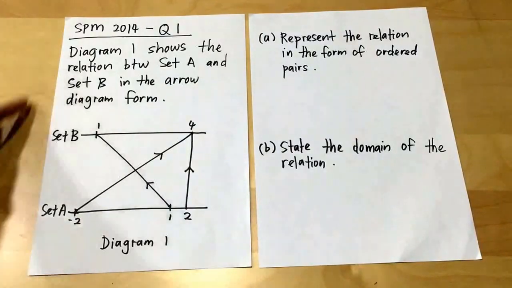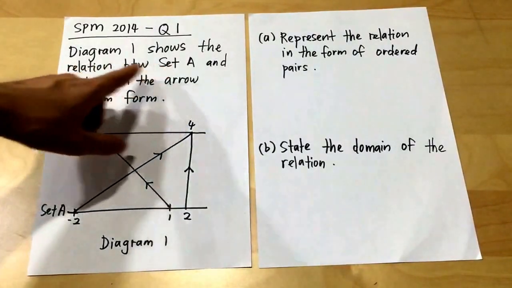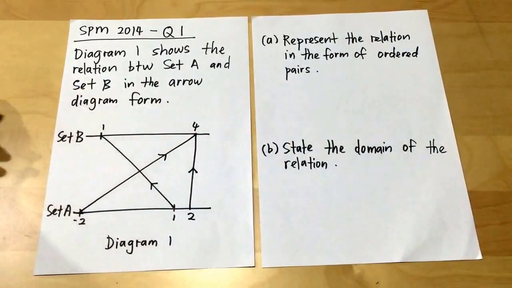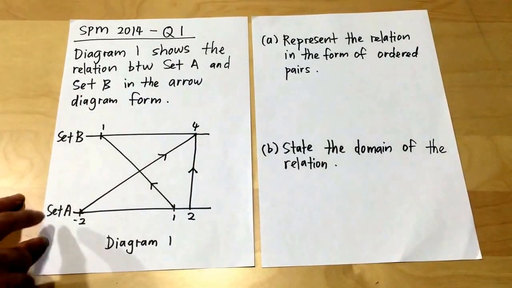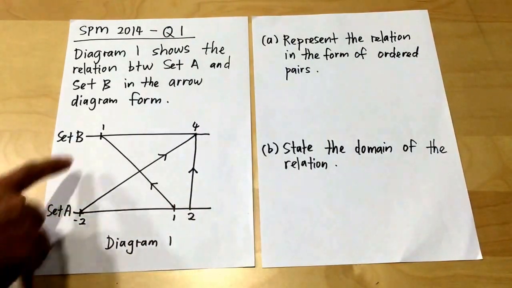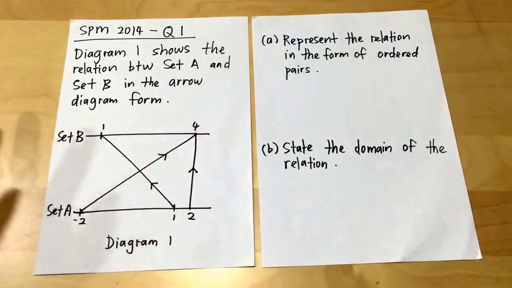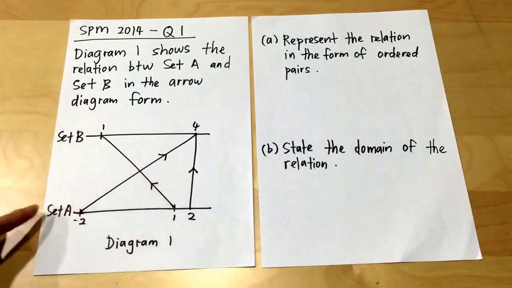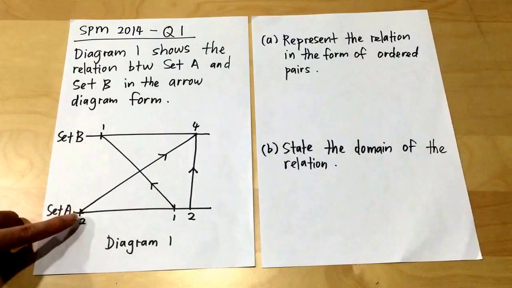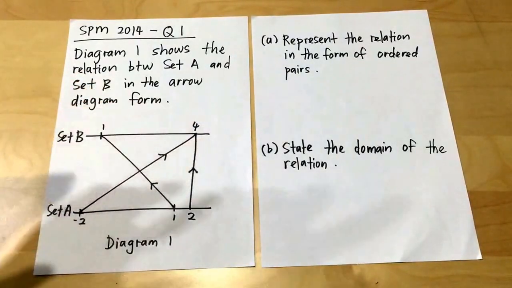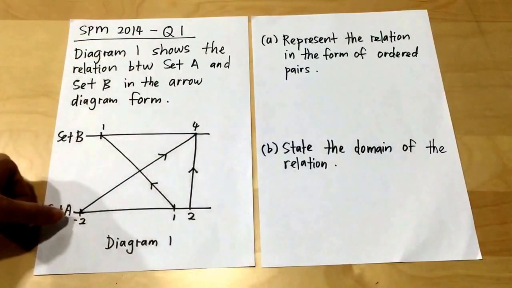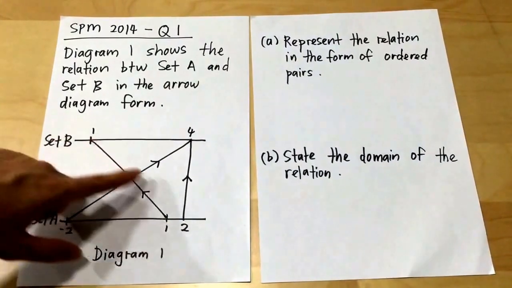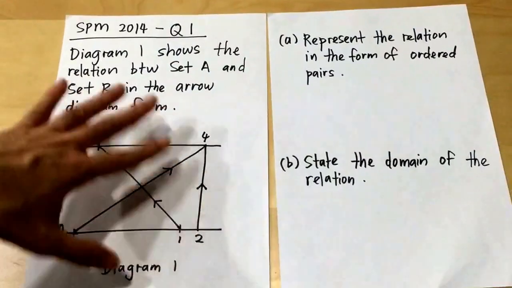Diagram 1 shows the relation between set A and set B in arrow diagram form. This is set A, and this is set B. The important part of this diagram is the arrow. You have to understand that the arrow from -2 to 4 has a different meaning from 4 to -2. You really need to understand that. So this is 1 to 1 and 2 to 4. This is diagram 1.